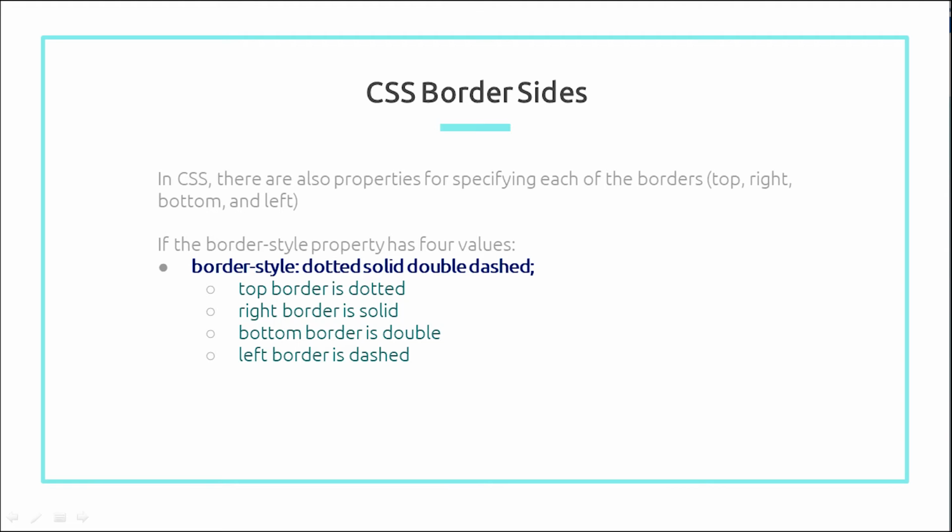CSS border sides. In CSS, there are also properties for specifying each of the borders: top, right, bottom, and left. If the border style property has four values: border-style: dotted solid double dashed. The top border is dotted, the right border is solid, the bottom border is double, the left border is dashed.